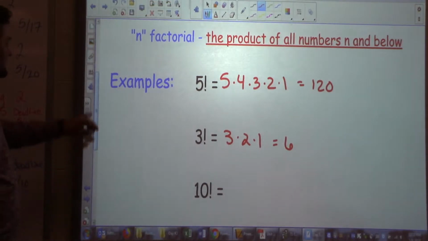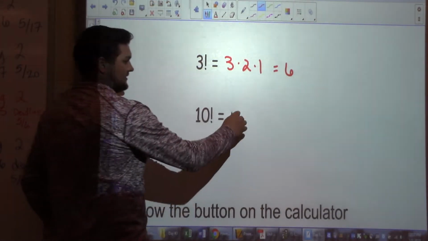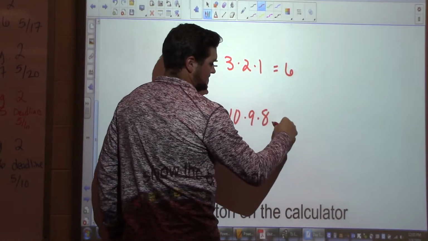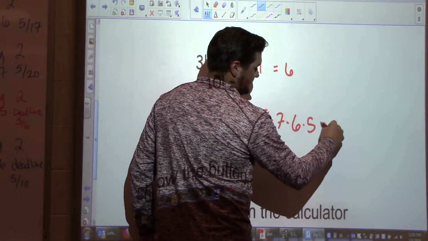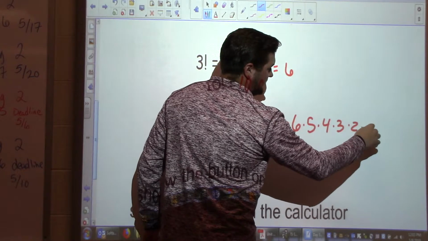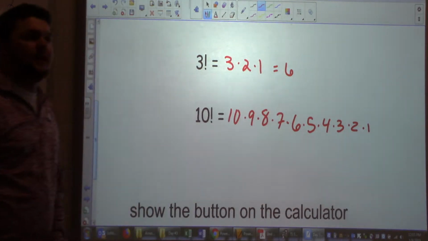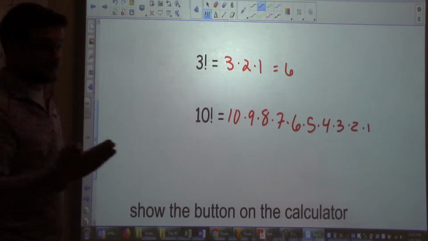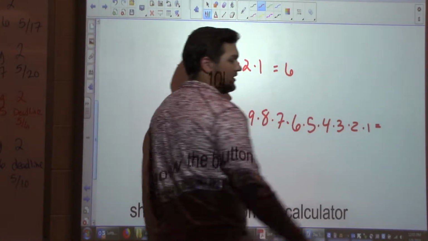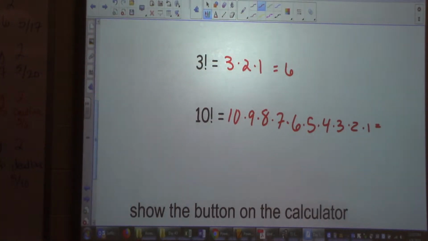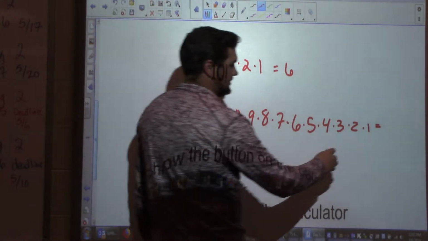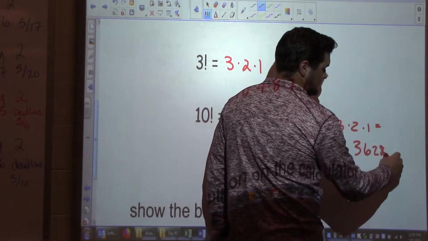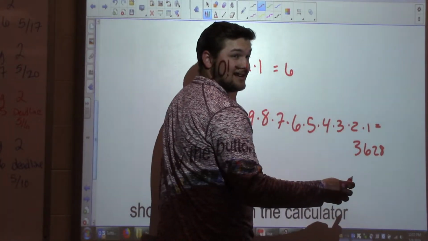10 factorial. 10 times 9 times 8 times 7 times... Do we really need to include the times 1? Technically, yes, because it's that number and any number below it. But obviously when you multiply by 1, it doesn't change anything. What is 10 factorial? Did you do it on your calculator? 3,628,800.